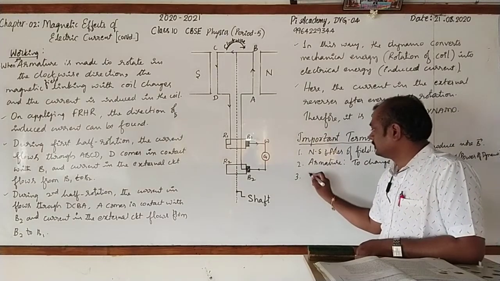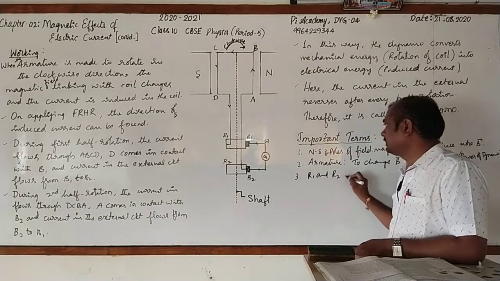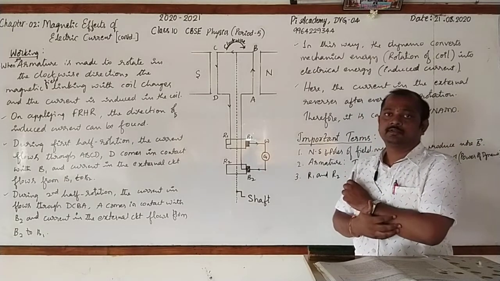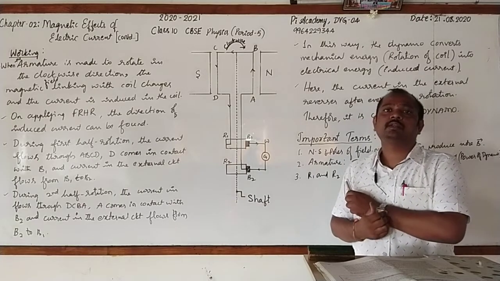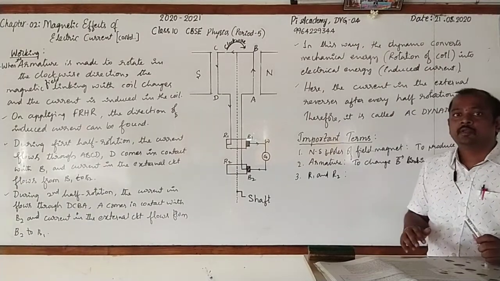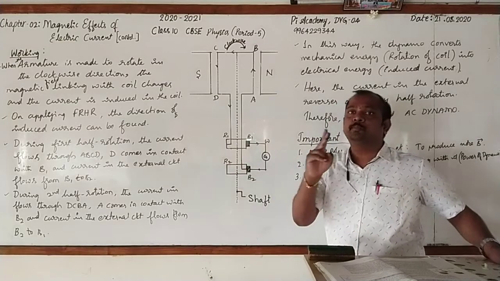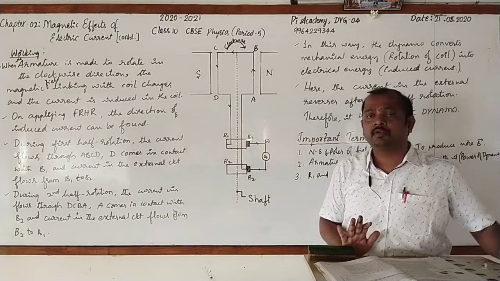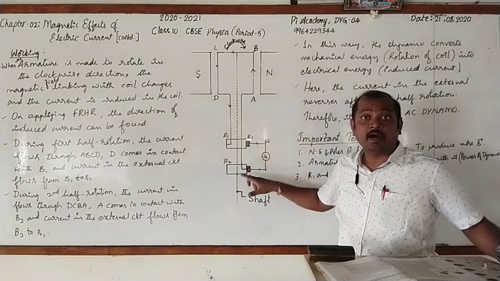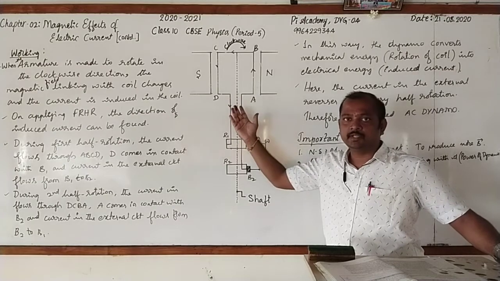Here we have used R1 and R2. What are these? These are the rings, copper rings. Then what is the use of copper rings? Observe. R1 and R2 are the two metal rings, that is nothing but copper rings, which are connected to the ends of this armature, and they rotate along with the armature, right?